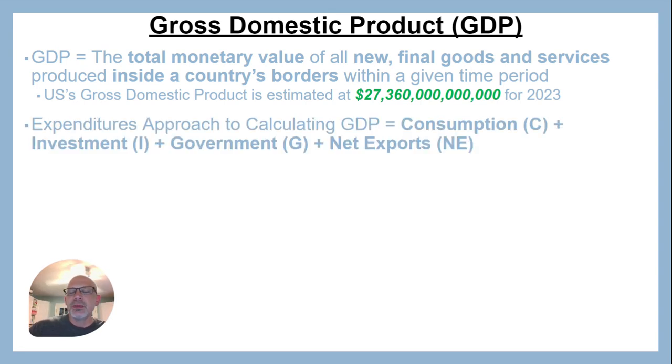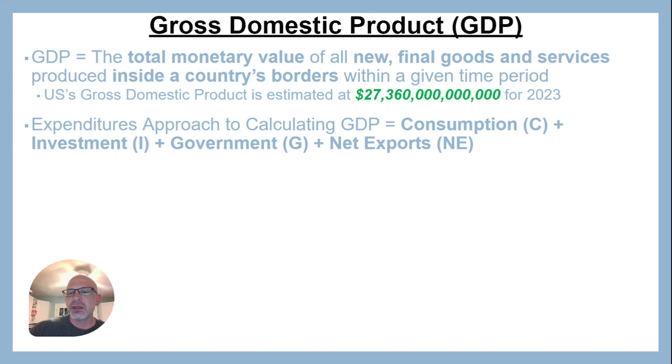Within gross domestic product, you can measure it a few different ways. The approach we're going to use is the expenditures approach. It's the most straightforward. Essentially, we're just adding up the monetary value of goods and services produced that are consumed by the four big sectors of consumers.